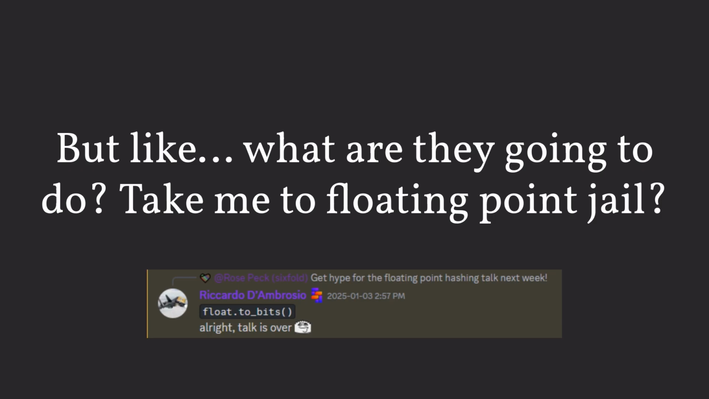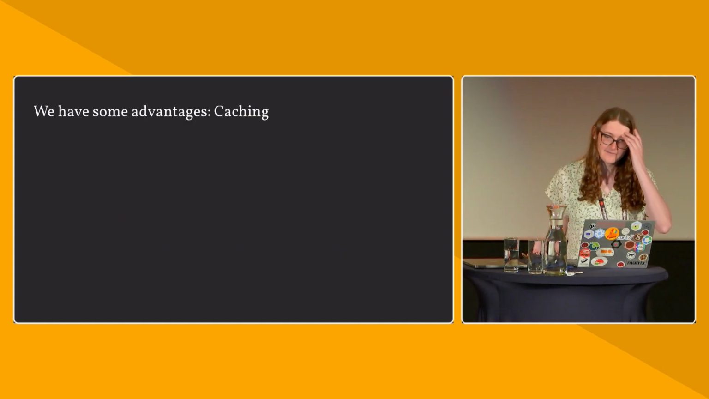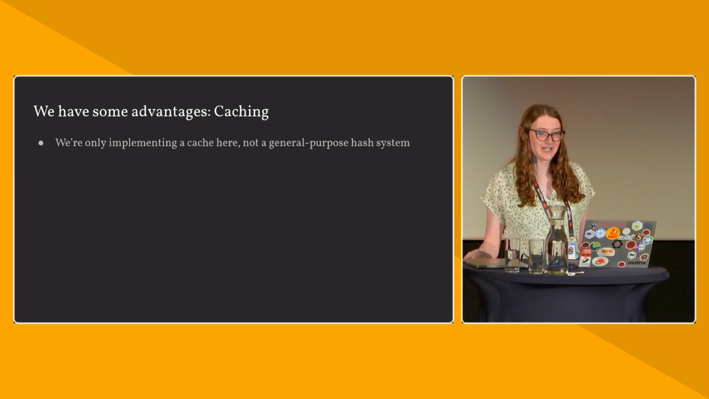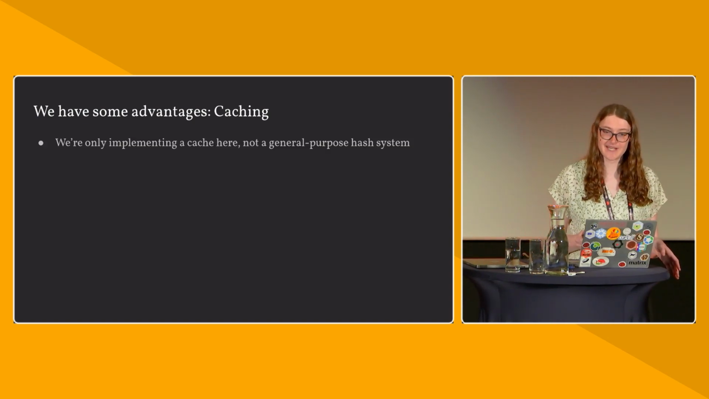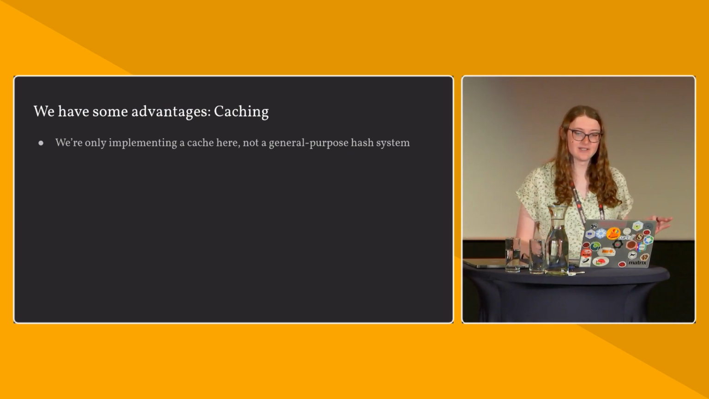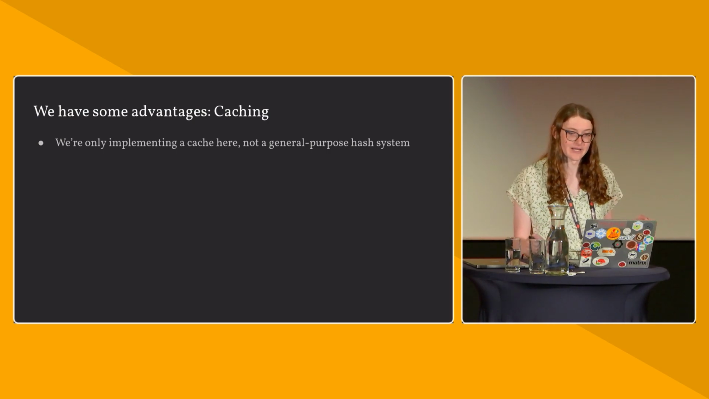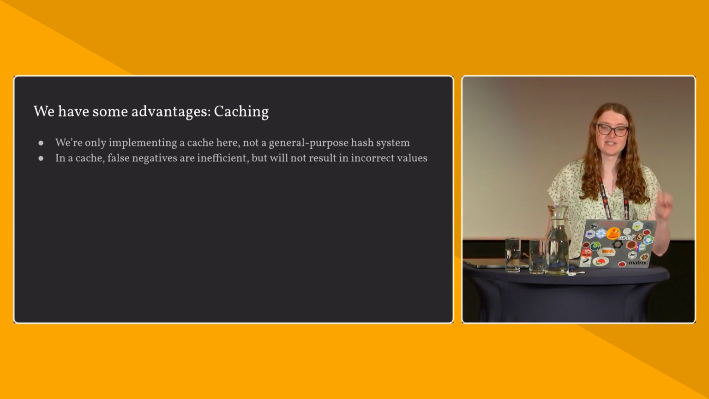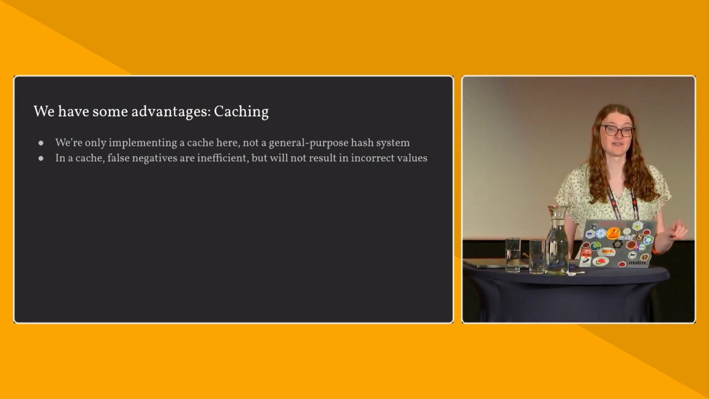And we do have some advantages here. Let's think back to our original problem. We're only trying to implement a cache here. We're not trying to make a general purpose hashing system. This is kind of a big deal. We only want to look up values that we've already computed. In a cache, false negatives are inefficient, but they don't result in any incorrect values.